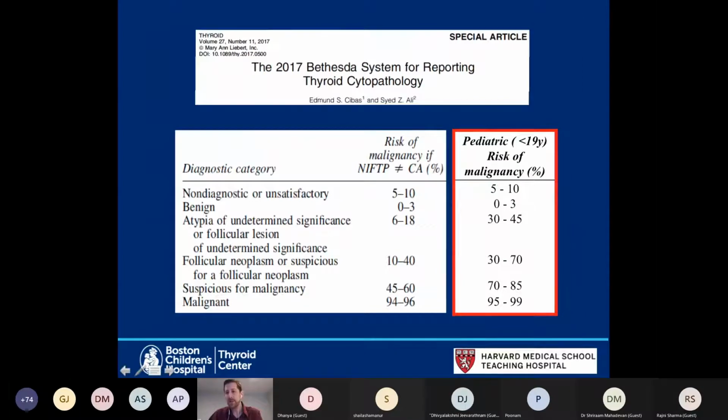So this is just sort of a summary table that I put together based on about 9 or 10 pediatric studies. And it's not important to know the exact numbers, but just to sort of compare, you can see in the lower risk and highest risk categories, the risks are about the same between adults and children. But in these intermediate categories, risks are substantially higher in children.